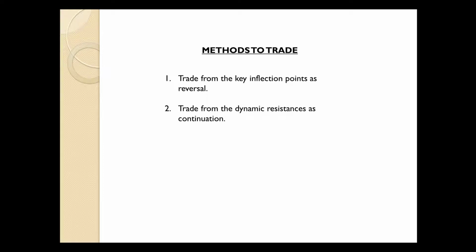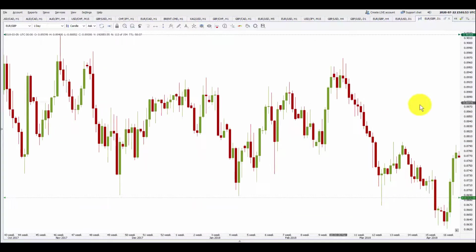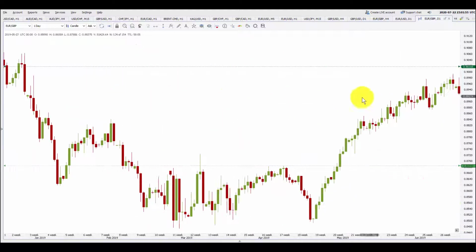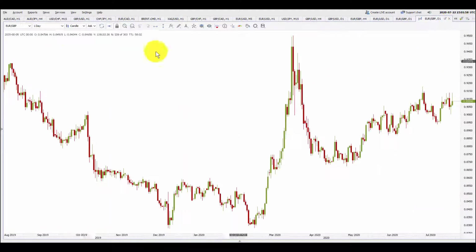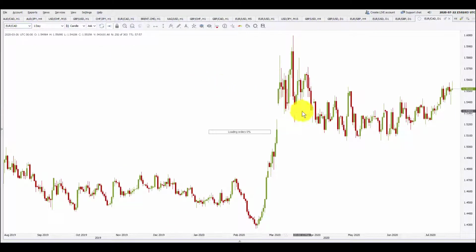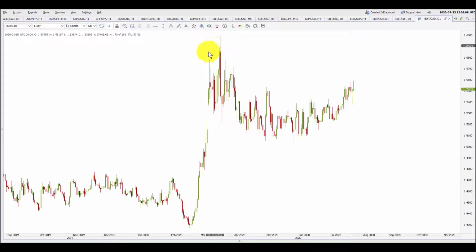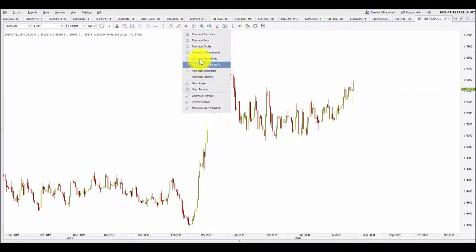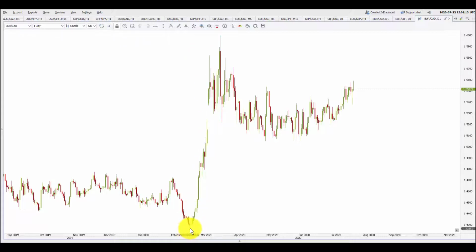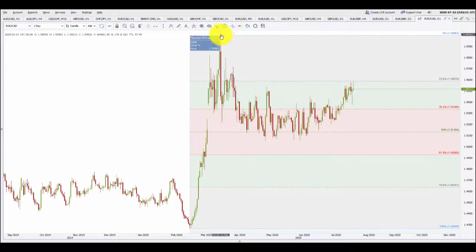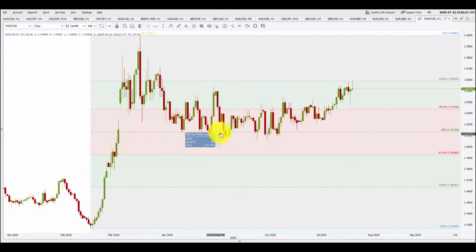And if you want to have more confirmation, see, pin bars cannot be traded just like that alone. So to have more confirmation, you can also draw the Fibonacci retracements. If you are looking for a retracement, then you can draw the Fibonacci retracements. Suppose this was the entire move, you want to see where the retracement was. Okay, the 50% retracement is here, so you will be looking for a bullish pin bar here, like this one.